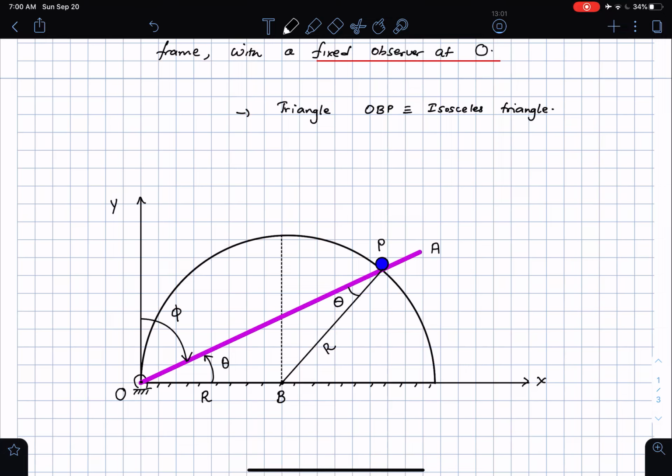Which means that this entire angle, I'm going to get rid of this horizontal line in the middle. Doesn't do any world of good to me. So this angle here is going to be 180 minus 2 times theta, as you can see. Okay, so starting from the point O, which is my fixed observer here.